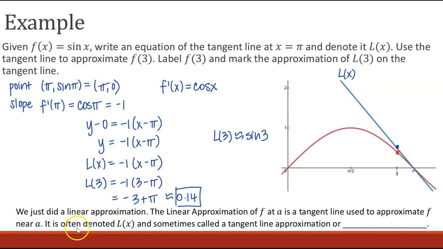This linear approximation is often denoted L of x, and sometimes it's called a tangent line approximation, or there's kind of a fancy word for it, a linearization. So basically all of those words are used interchangeably: a linear approximation of f, or a tangent line approximation, or a linearization.